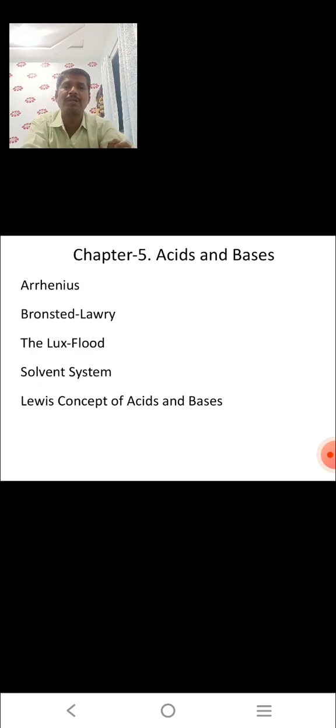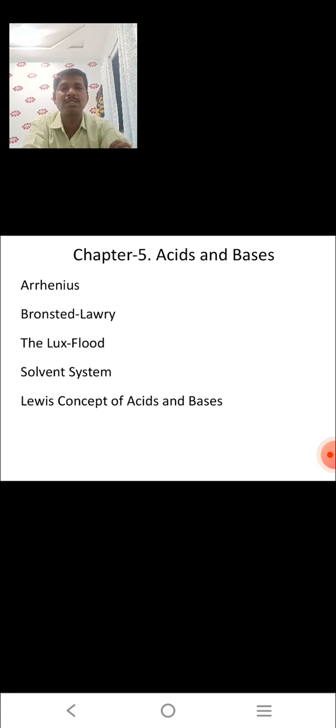Next thing is chapter number 5. It is a very simple and basic chapter in your syllabus. Under this heading of acids and bases, we are going to learn five different concepts of acids and bases. The first one is Arrhenius's concept of acids and bases. The second one is the Bronsted and Lowry concept of acids and bases. The third one is the Lux and Flood concept of acids and bases. The fourth one, the solvent system concept of acids and bases. And the last one is the Lewis concept of acids and bases. We are going to learn in detail all five important concepts of acids and bases.